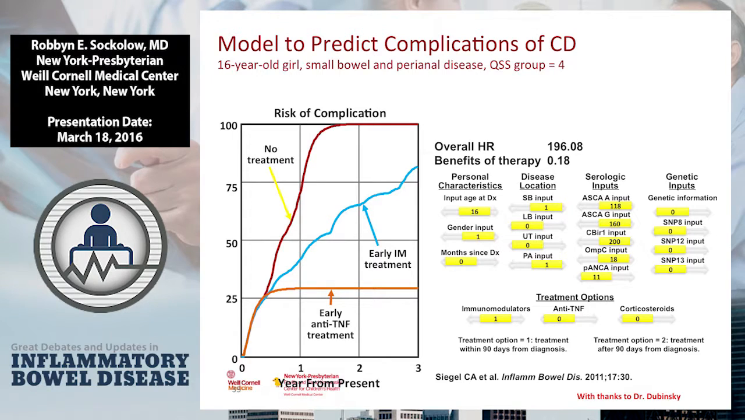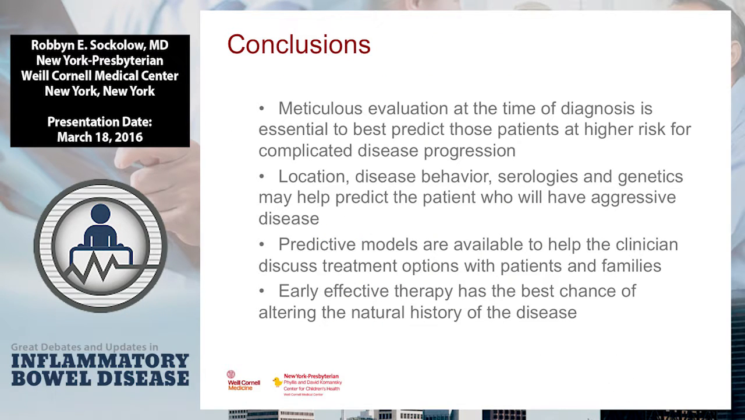And again, it looked at some of the personal characteristics, the disease location, some serologic inputs, along with some genetics. So in conclusion, meticulous evaluation at the time of diagnosis is essential to best predict which patients may be at higher risk and who may have complications over time. Location, disease behavior, serology, and genetics may help with the patient to predict if they will have aggressive disease. There are predictive models that are out there that may help you as the clinicians to help guide families and patients to what might be the most effective therapy.